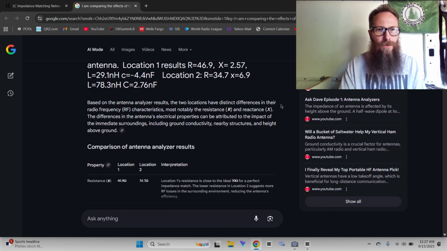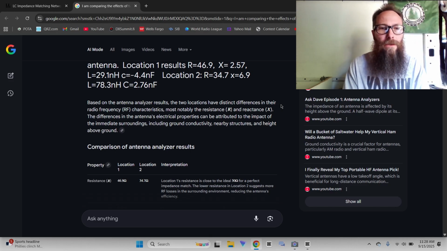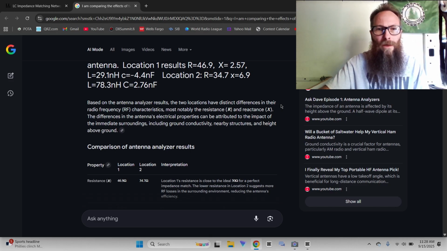The initial result. Based on the antenna analyzer results, the two locations have distinct differences in their radio frequency characteristics. Most notably, the resistance and reactance. The difference in the antenna's electrical properties can be attributed to the impact of the immediate surroundings, including good ground conductivity, nearby structures, and height above the ground.